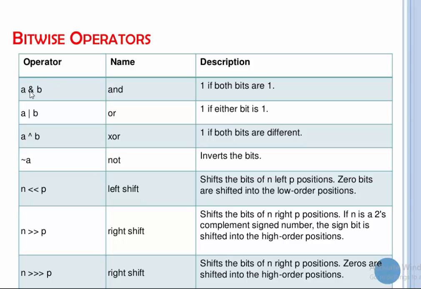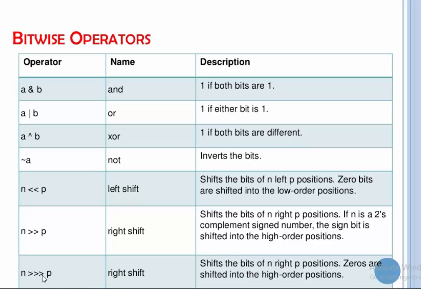This is called the bitwise AND operator, bitwise OR operator, bitwise exclusive OR operator, and bitwise NOT operator, which is also called the ones complement. And this is the left shift operator, this is the right shift operator, and the next one is shift right with zero fill. This is a special operator which is available in the Java programming language. If you use three successive greater than symbols, this is called the shift right with zero fill operator.